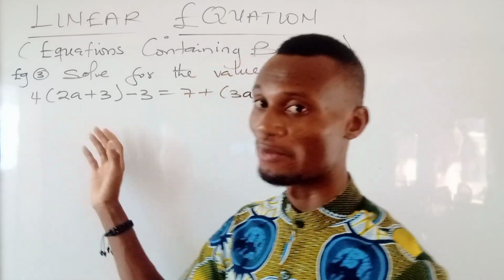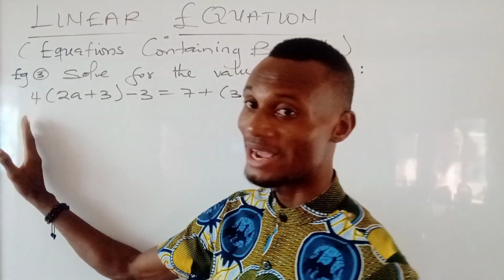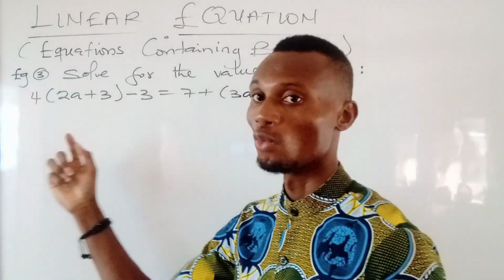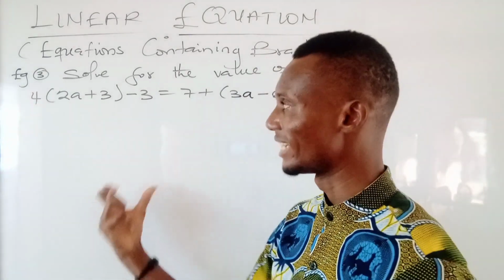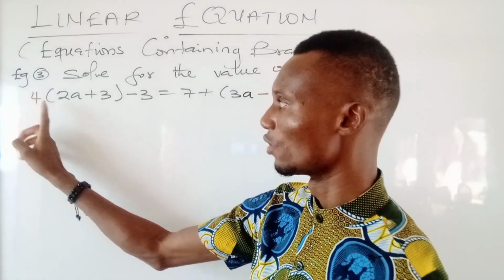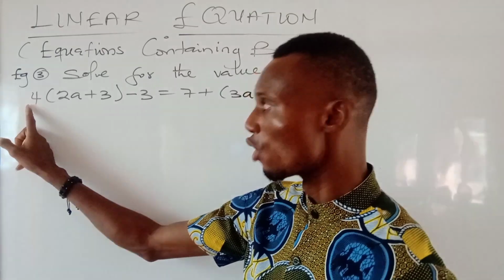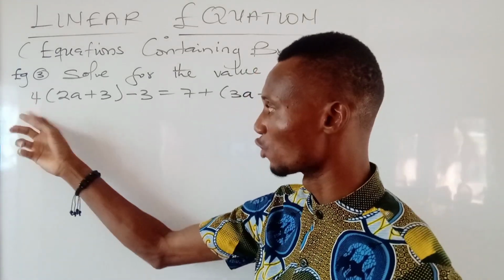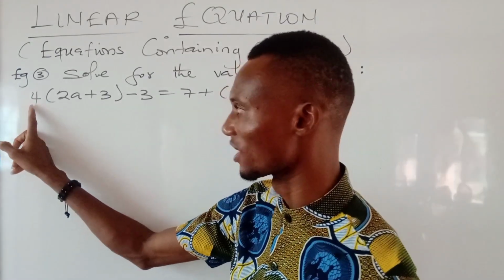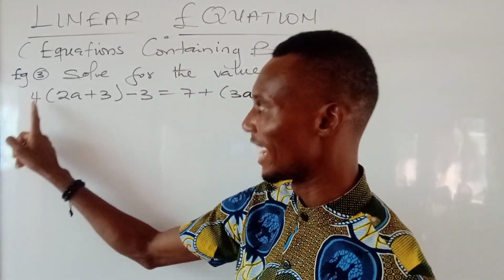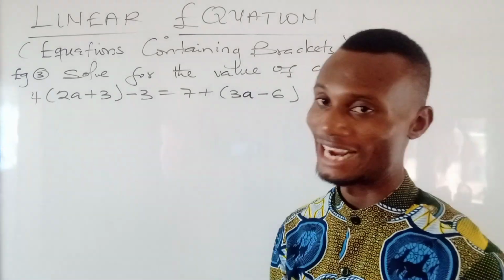So how do you remove the brackets? The numbers in front of the bracket, or the terms in front of the bracket, will multiply each term in the bracket. Looking at this bracket, the 4 is in front of it, so the 4 will open this bracket. How it will open this bracket is that it will multiply each term in the bracket. So the 4 will multiply the 2a, and the 4 will multiply this positive 3 as well.